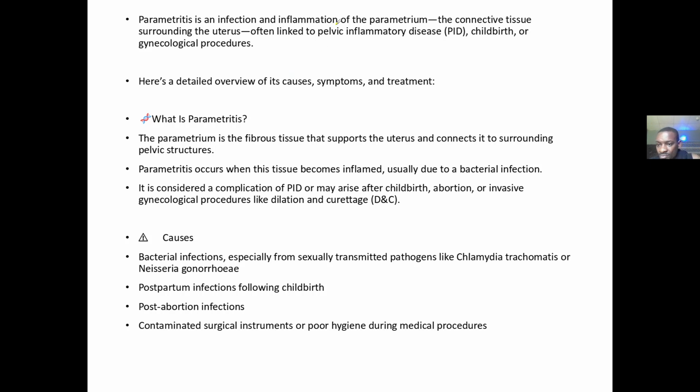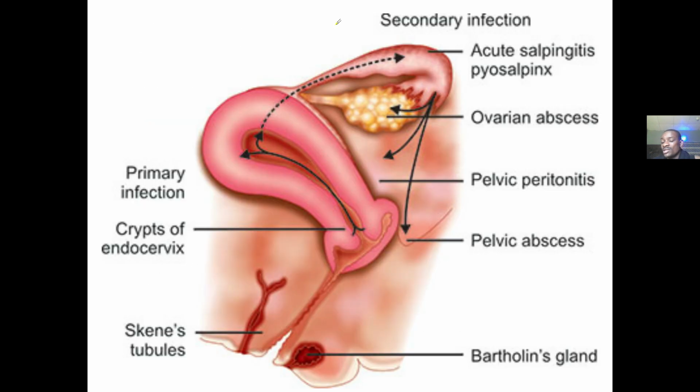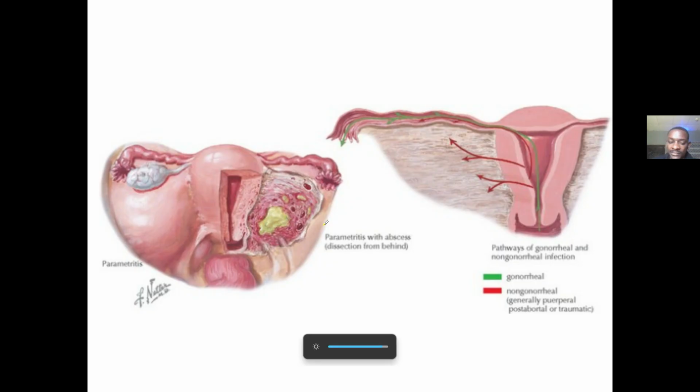So what's the parametrium? Parametrium is the connective tissue surrounding the uterus. Parametritis will usually come in if there's pelvic inflammatory disease, or maybe there's trauma to it because of childbirth, or maybe some surgeries that were done in the reproductive system. Do you understand? Sometimes it's not the uterus that is actually inflamed, but if there's inflammation of the connective tissue, it can spread to the uterus. So they are linked.